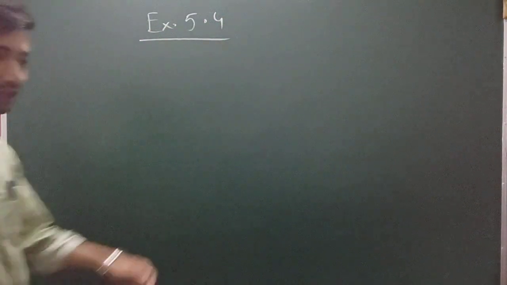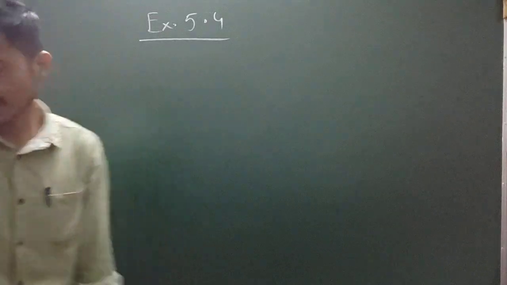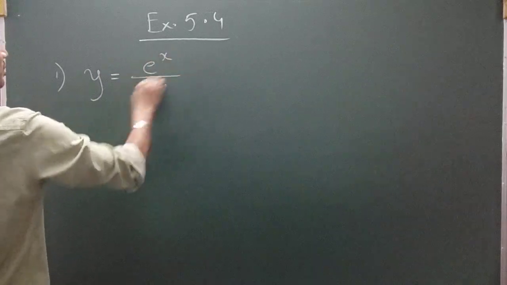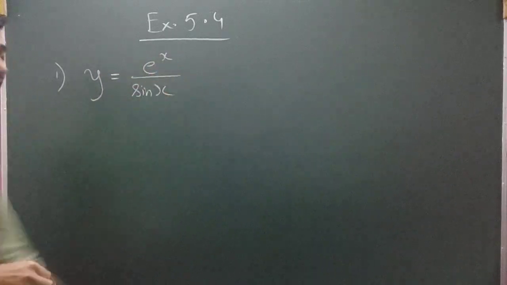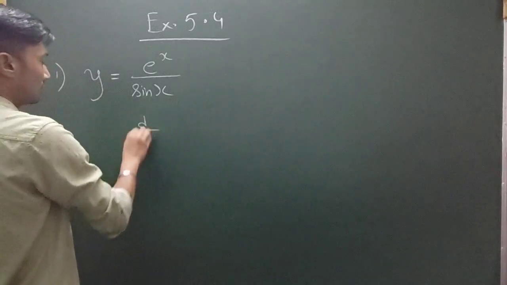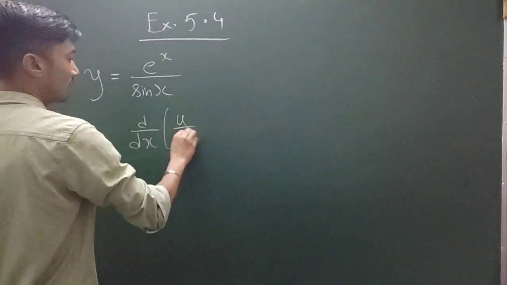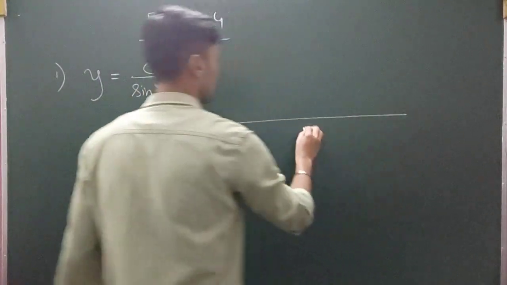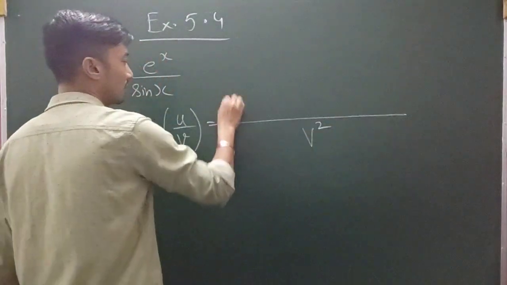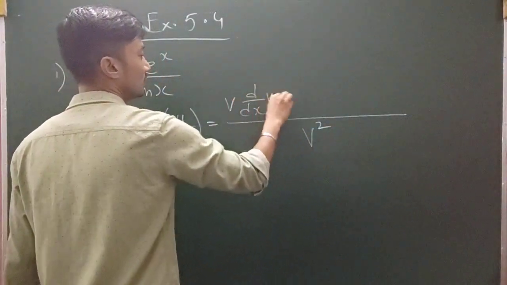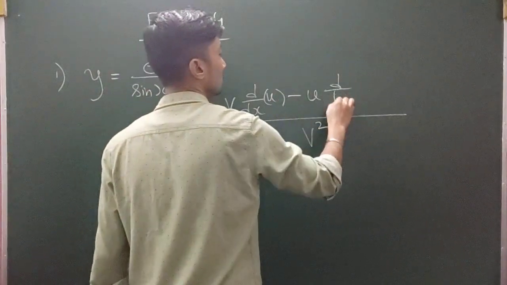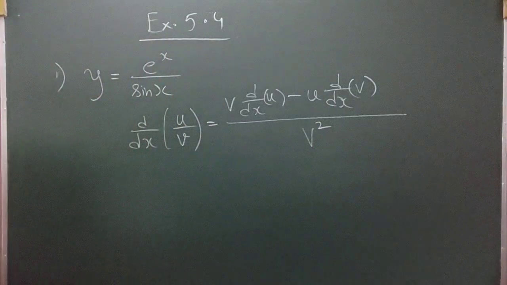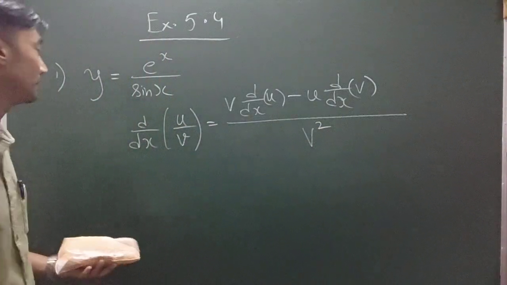The question is simply: differentiate the following functions with respect to x. Number 1, I'm writing y equal to e power x upon sine x. Alright, I'm not going to repeat this again. So let's just rewind ourselves with the quotient rule. Differentiation of a quotient function: denominator square, then denominator into derivative of the numerator minus numerator into derivative of the denominator. So if you have forgotten it, please note it down. We're going to be using this, and of course chain rule, definitely.